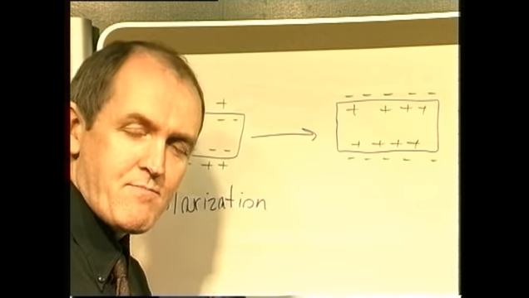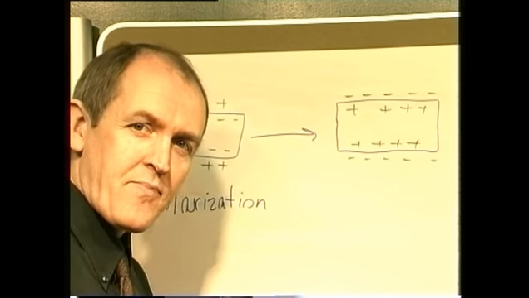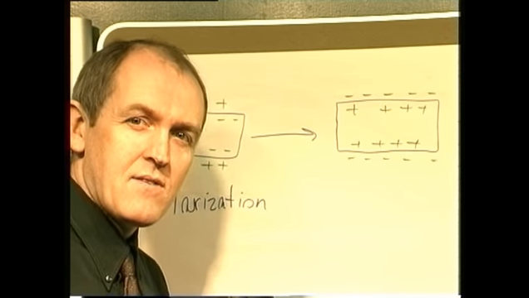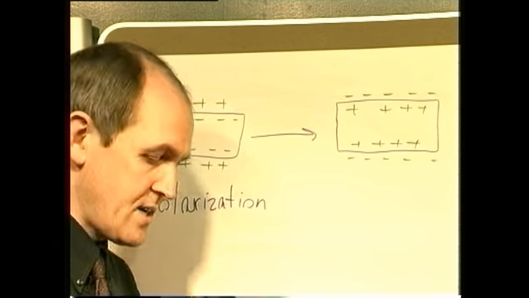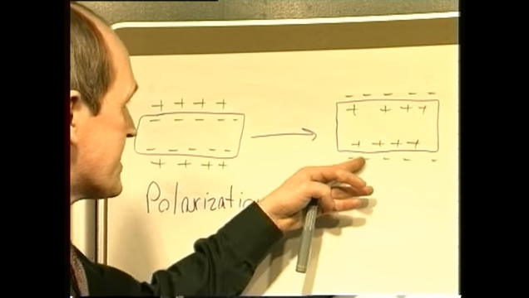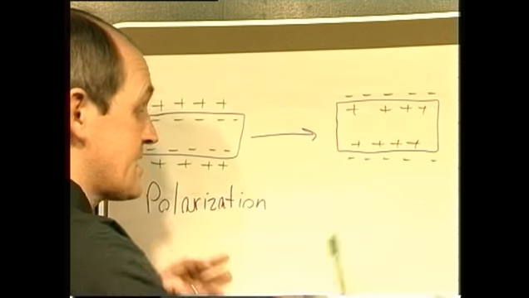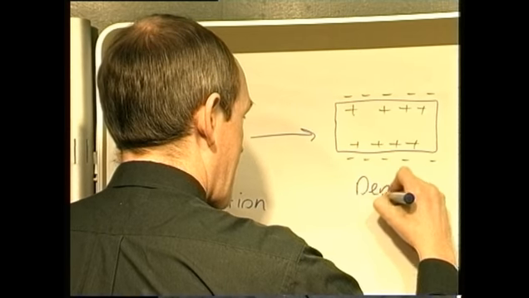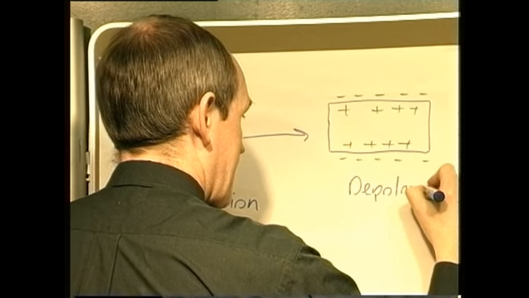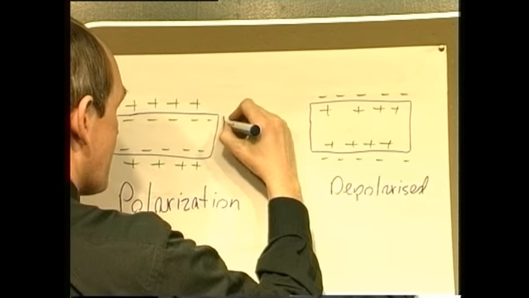And it's this change in polarity across the cell membrane that is the stimulus for the cell to contract. When the polarity changes, the cell will contract. And in this state the cell was polarized. In this state, we say the cell is depolarized. So it's depolarized. The process is referred to as depolarization.